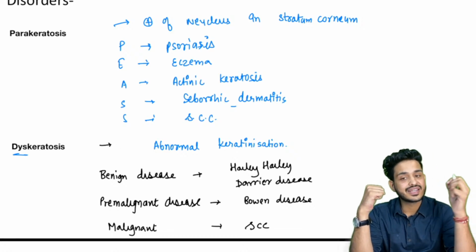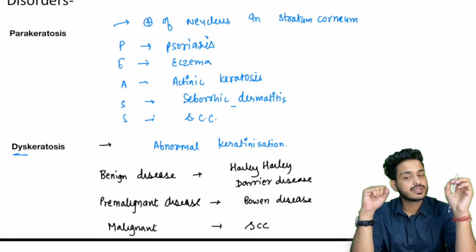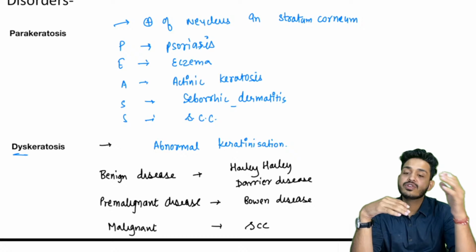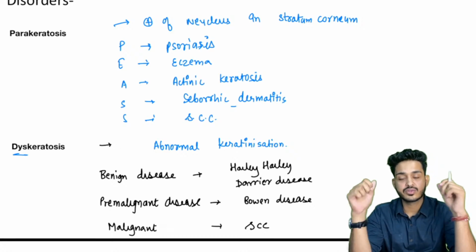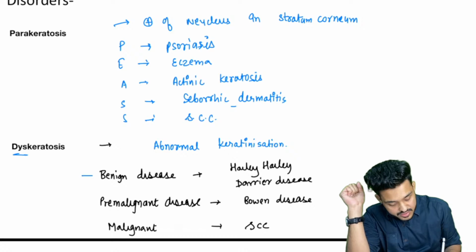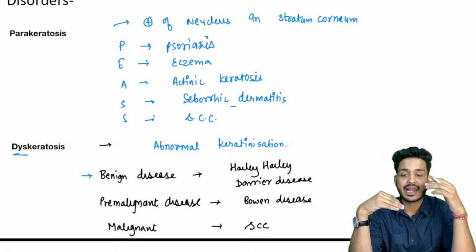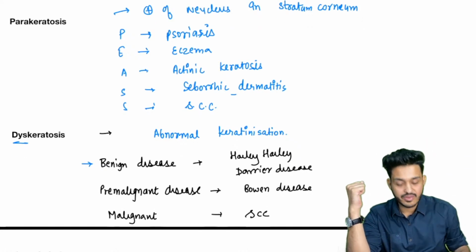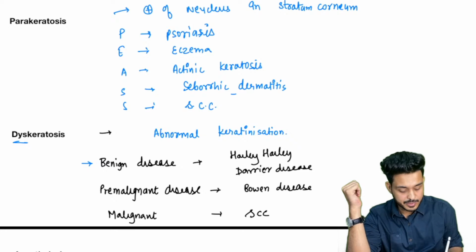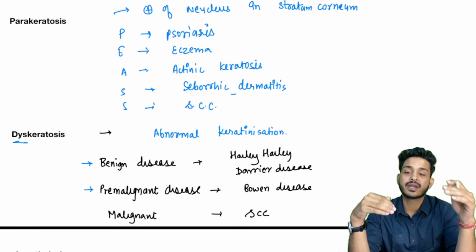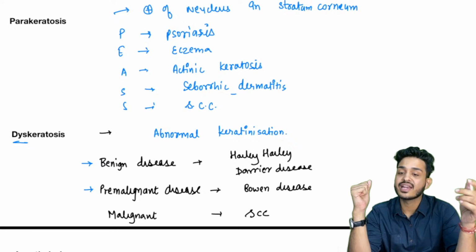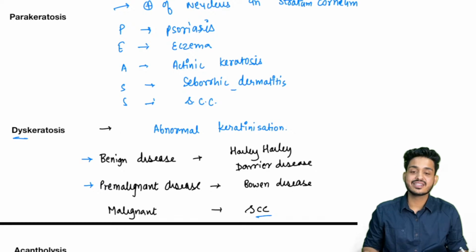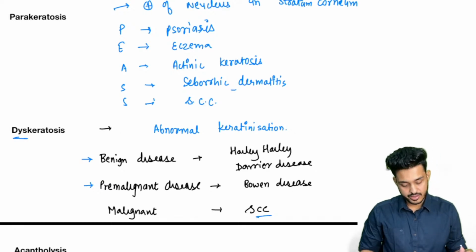Parakeratosis में there will be retention of nucleus in the stratum corneum. Second thing, in dyskeratosis there will be abnormal keratinization. Okay, in which diseases we will see dyskeratosis? कहाँ कहाँ दिखेगा? The first one is your benign diseases like Hailey-Hailey or Darier's disease. These are basically pemphigus group of disorders. We will study pemphigus, pemphigoid, all those things. Second one is your pre-malignant diseases like Bowen's disease, and in malignant conditions like squamous cell carcinoma. So in these conditions you will be finding dyskeratosis.